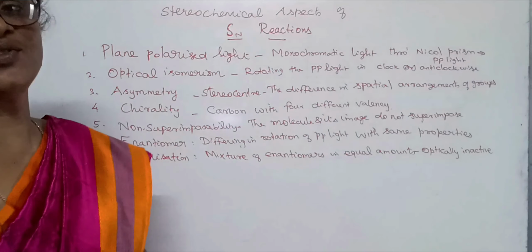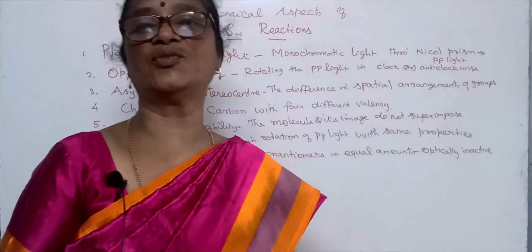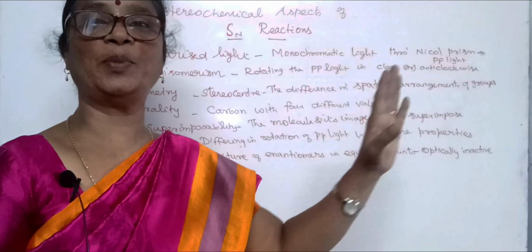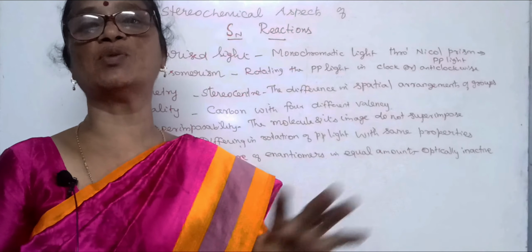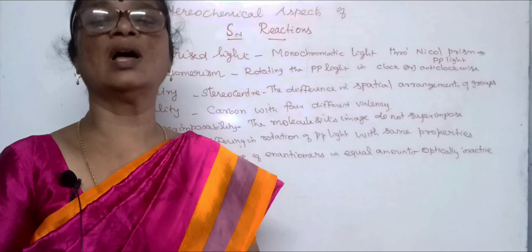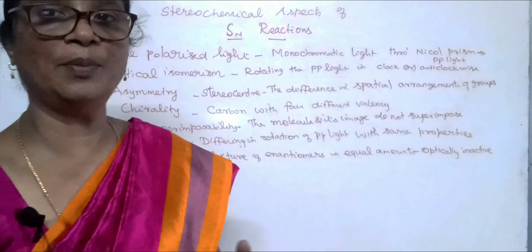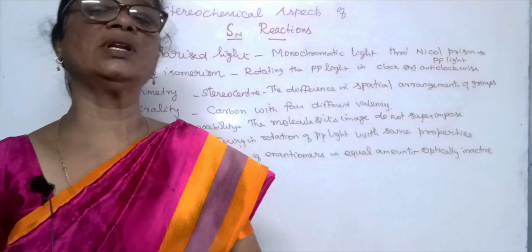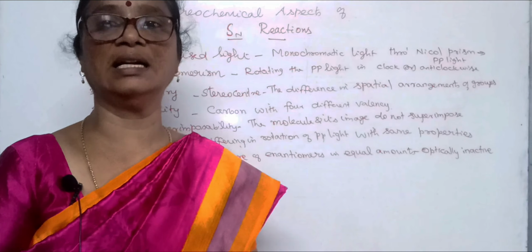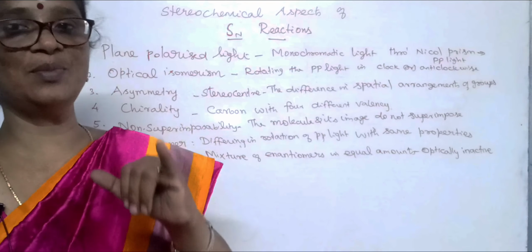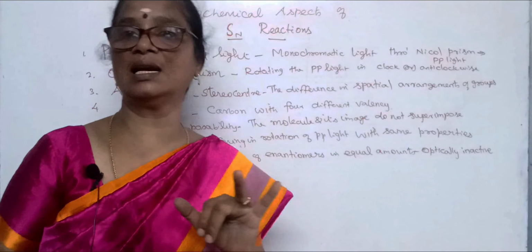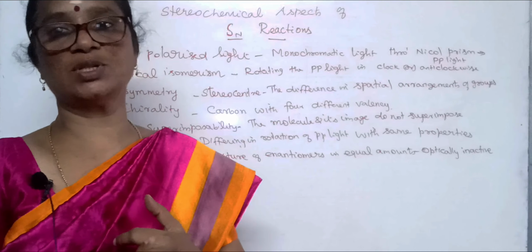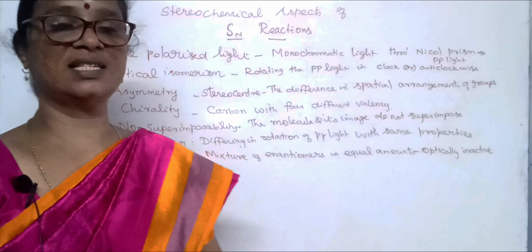So what kind of compounds are capable of rotating plane polarized light? We said in general they show optical isomerism, and the compounds are optically active compounds. When can a compound be optically active? To be an optically active compound, it has to satisfy certain conditions. One is asymmetry, the other is chirality, and the third is non-superimposability. What is called asymmetry?